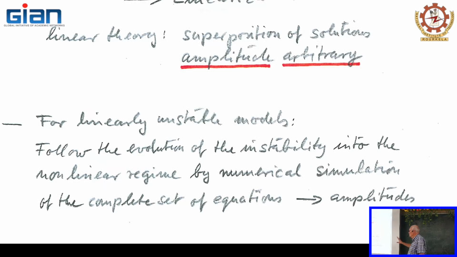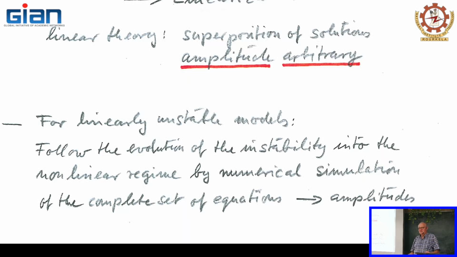Well, this is the third step then. We will now, in the following, consider first the linear theory, and finally, at the end of the lecture, we will come to the third step, which consists of following or numerically simulating the evolution of an instability into the nonlinear regime and to determine the final amplitudes of our perturbations. Okay, so the strategy falls into 3 steps.